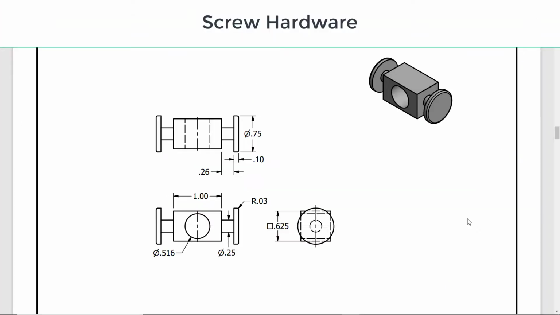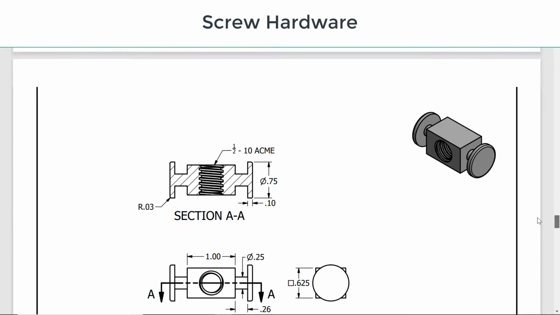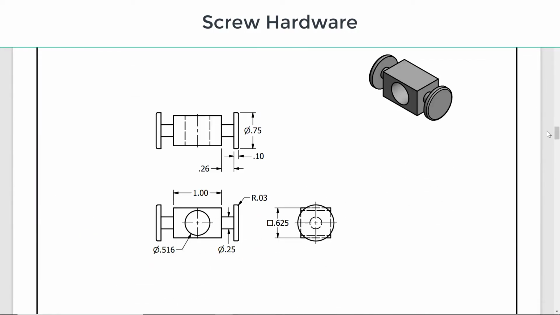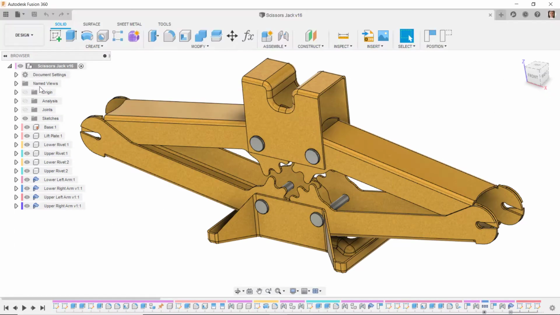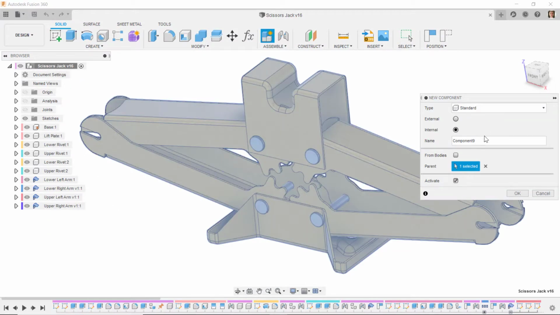Next, I want to create this clearance part for the screw, and we'll also create the nut for the screw. Let's look at how I would model these components. You should probably try this one on your own before you see how I do it. I'm going to start a new component, and I will give this the component name screw clearance rivet.